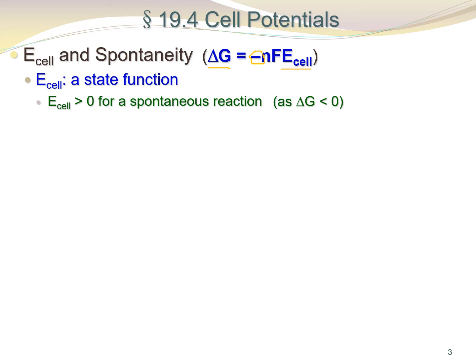By the way, this potential is a state function as well. The reason for that is delta G is a state function. F is a constant regardless of the state. N is fixed if two states have been set. Think of it this way. If we know the products, if we know the reactants, how many electrons have been transferred within this reaction is pretty much known. So N is also fixed. So delta G divided by the constant winds up a state function.